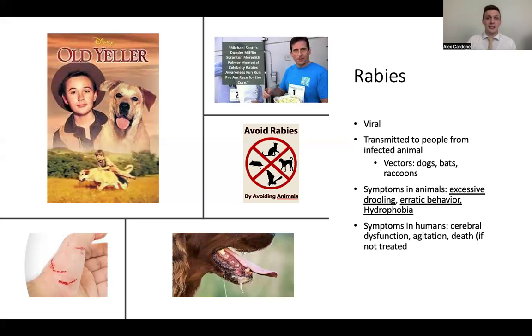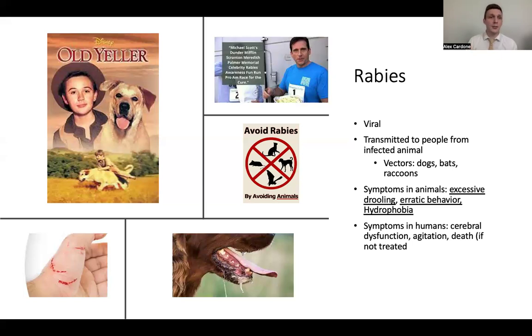Some of the symptoms in humans include cerebral dysfunction, again with that association with water, or even balance issues could be an indication, severe agitation, and also death. The interesting thing is, rabies is curable. However, if left untreated, it can result in an individual dying from it.